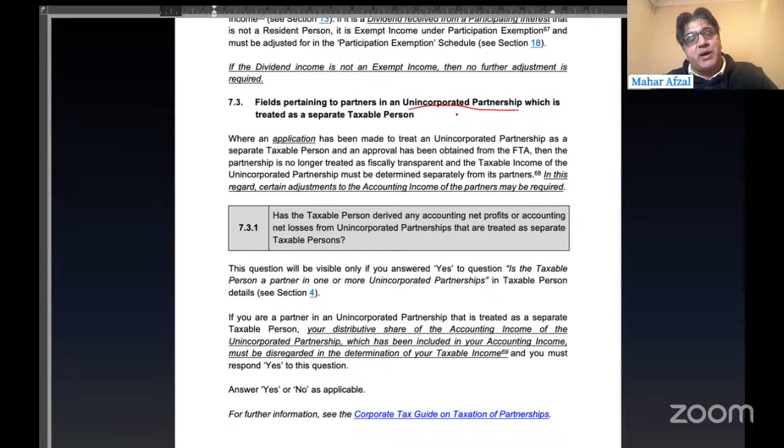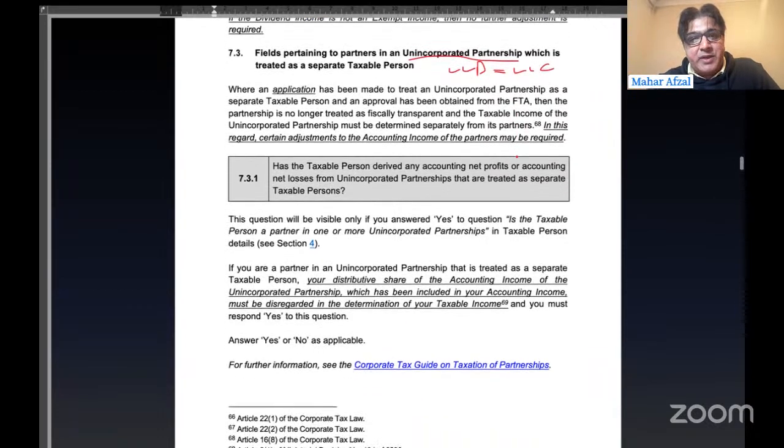Just for my remembrance, I'm keeping this: LLP, limited liability partnership, is equal to LLC. You see, I'm just writing this for how I'm remembering this basically. If this is a limited liability partnership, it will be treated like an LLC, like a juridical person. It will not be considered a transparent or unincorporated partnership.